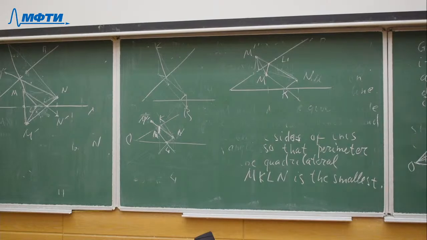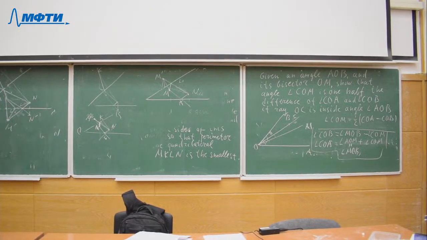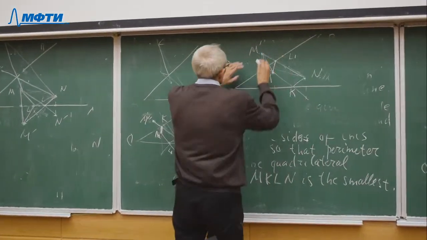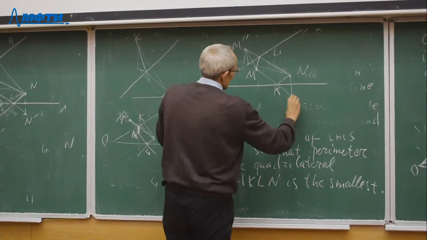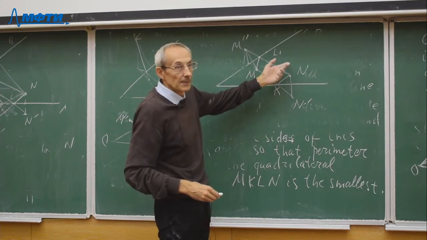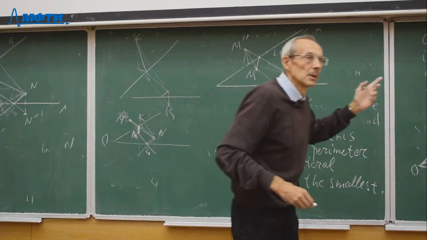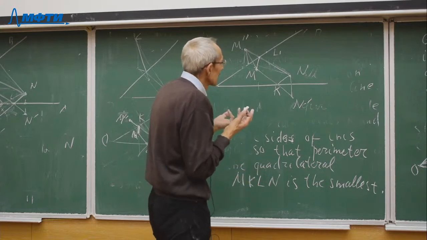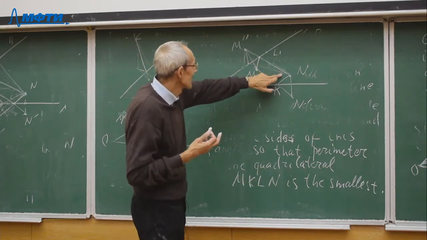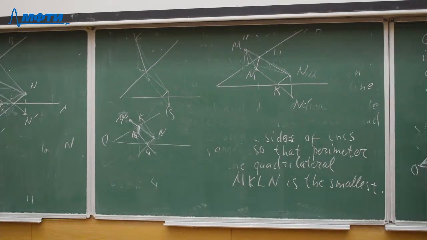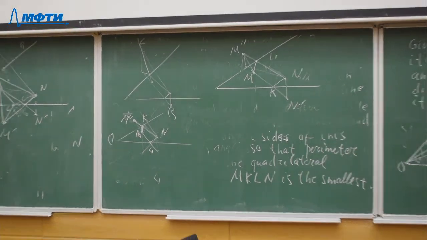Questions? Do you understand? Also do with N prime. Yes, N, M prime, N prime here. I reflect. But why not also in the other line? Why not also N prime 2? I try to prove that this distance is smallest.